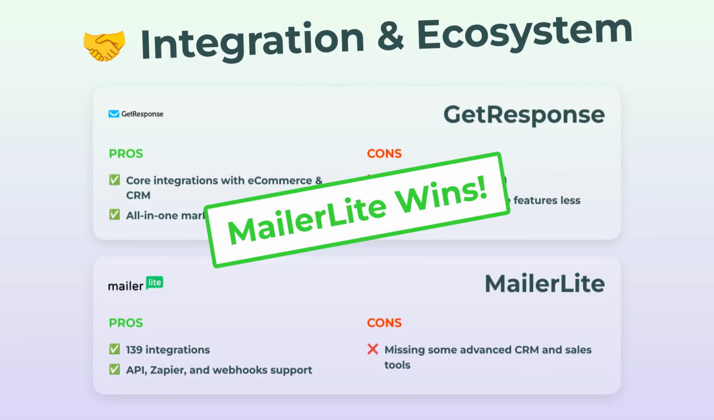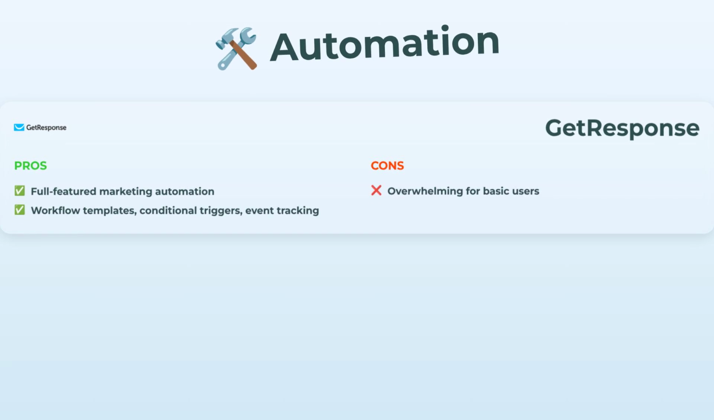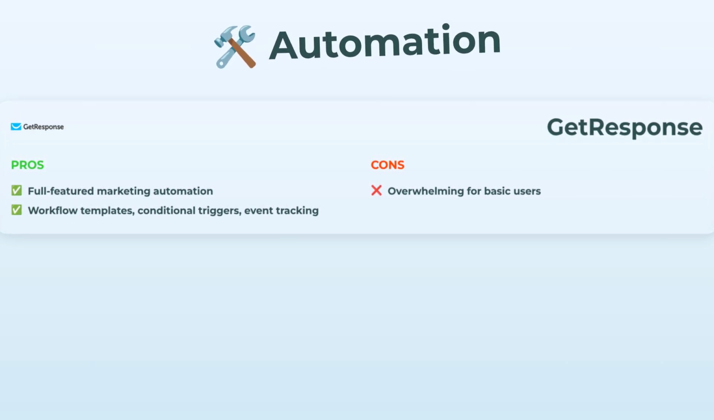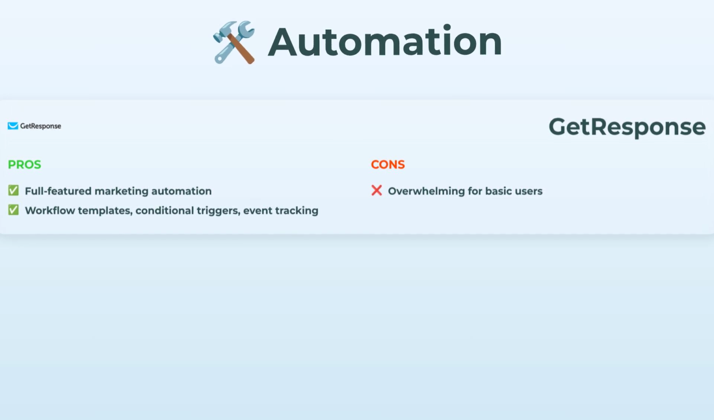Time for automation, a feature people either obsess over or totally ignore. GetResponse is a legit automation machine. You get workflow templates, conditional triggers, event tracking. It can be a little overwhelming if all you want is a simple newsletter, but if you need the full power, this is your jam.